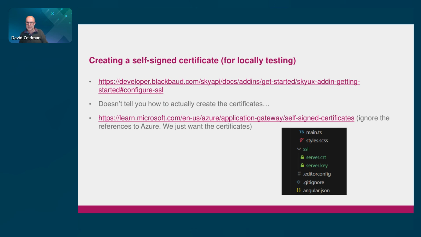So I've just put a link in here to a Microsoft site, which gives you information. There are references to Azure there, just ignore them. We only really want the certificates. The documentation on the Blackbaud site tells you what to do with those certificates and how to add them and where to put them. But you do add them, as you can see there, under the SSL. You create the SSL folder and put the certificates there. And then you just update the Angular JSON file with references to those certificates. Okay.